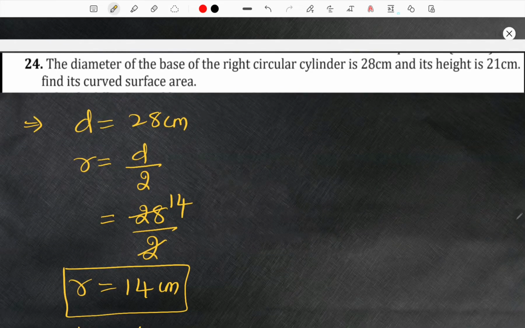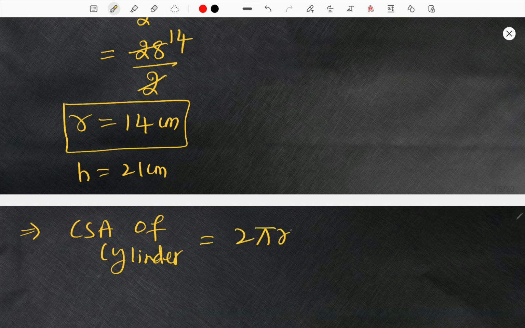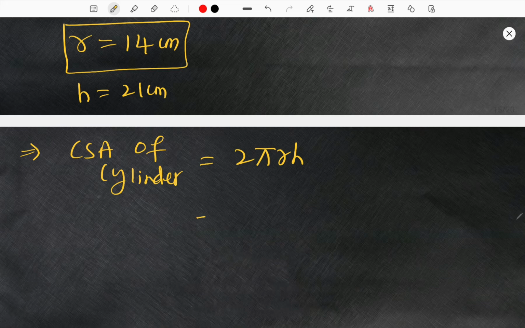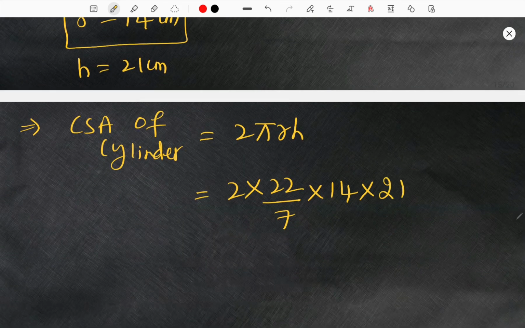Now what they are asking? They are asking for curved surface area. Find its curved surface area. So what is the formula for curved surface area of cylinder? Curved surface area of cylinder, it is going to be 2 pi r h. Alright, so this formula is very important. So 2 into pi is 22 by 7 into r is 14 into h. What is the value of h? That is going to be 21.